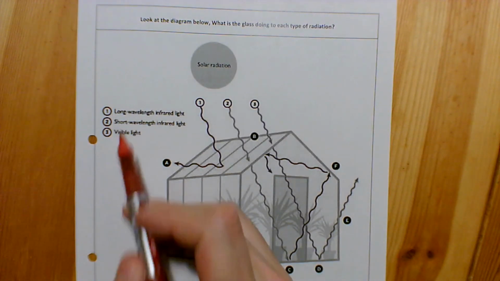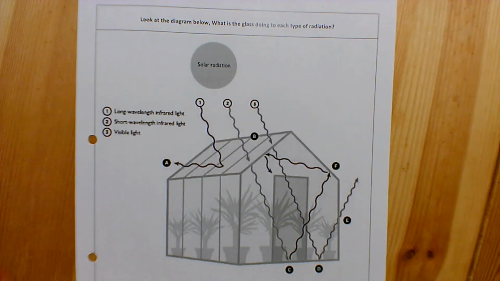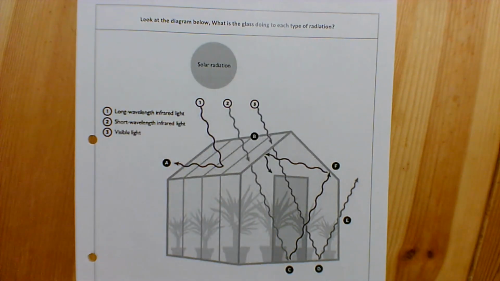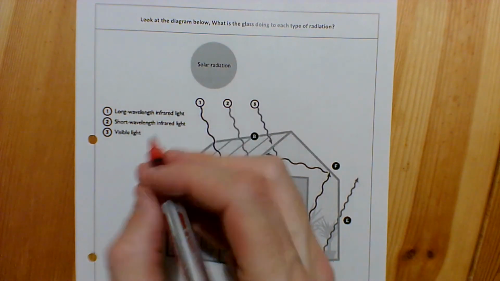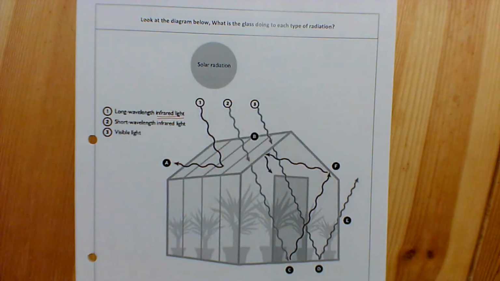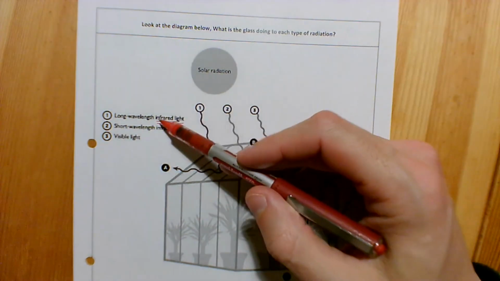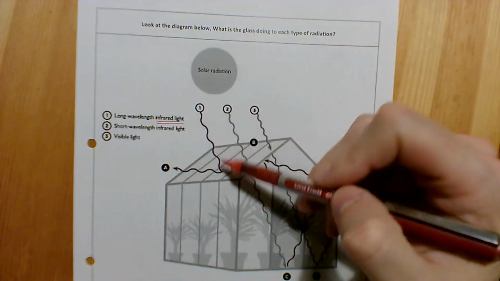So we've got three different wavelengths of light that we're going to talk about. Okay, we have our short wavelength infrared light. This is high energy, and that's coming from the sun. And we also have the visible light, which is the rest of the visible spectrum. So the visible light and the high energy short wavelength, they can travel through the glass, not a problem. But the long wavelength infrared, now we should recognize infrared as being heat energy. Okay, so infrared radiation is heat. So the long wavelength, low energy infrared cannot travel through the glass.